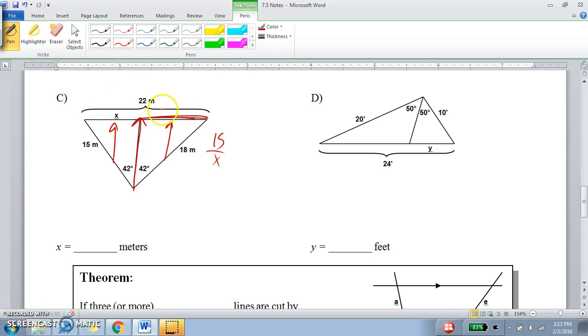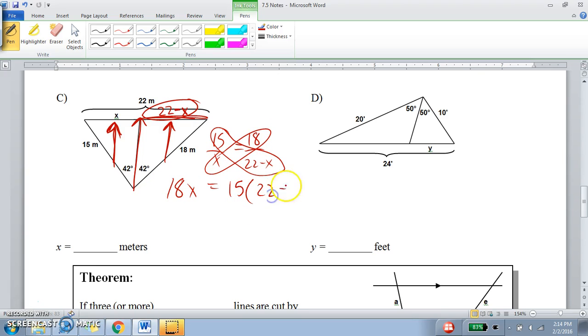But we do know that this is X. So we can just write 22 minus whatever X is for this piece. So when we set this up, still set it up the same way. 15 goes with X, 18 goes with 22 minus X now. Okay, and then when we cross multiply this, we just have to be careful that we distribute. So here and here, we're going to get 18X. And then we're going to have to distribute that 15 to the 22 minus X.